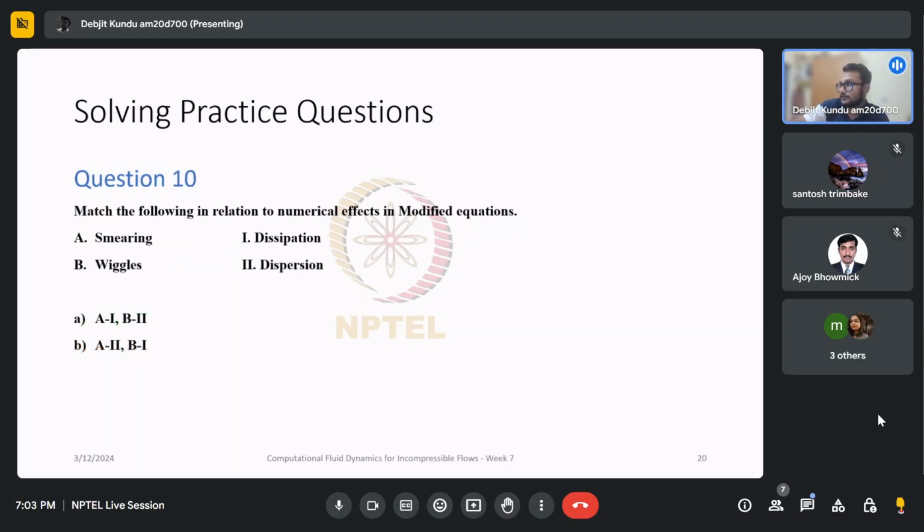Okay, so now moving on to the last question of today's session, we have to match. So once again, you have to match smearing and wiggles with dissipation and dispersion. Quickly, come on, we just discussed this now. Once again, option A: smearing is brought about by dissipation and dispersion brings about wiggles.